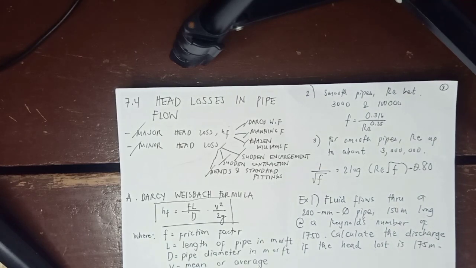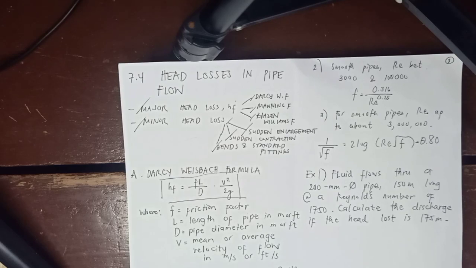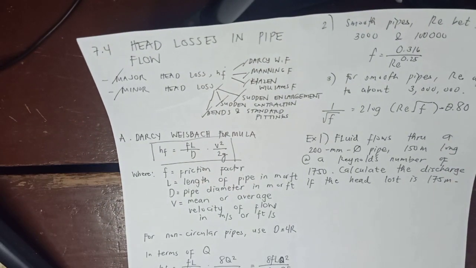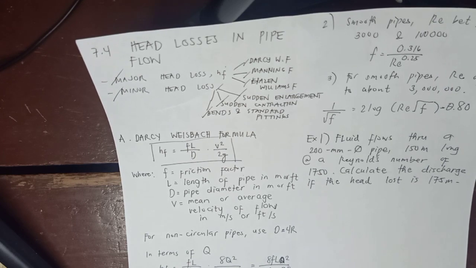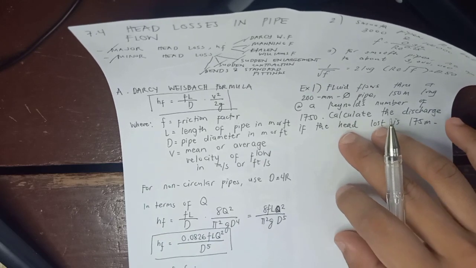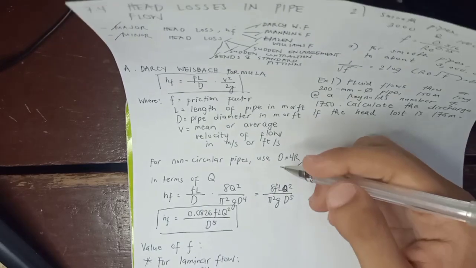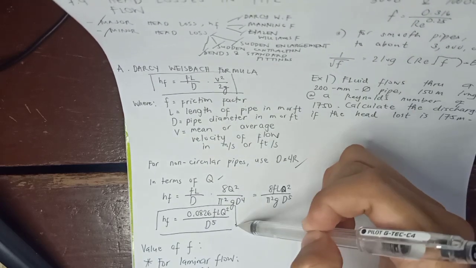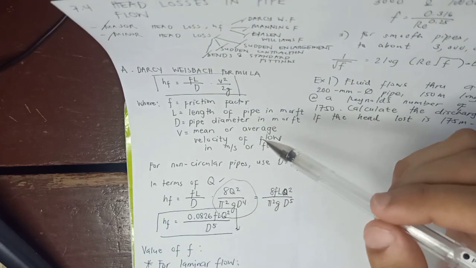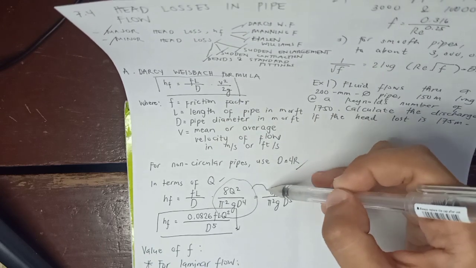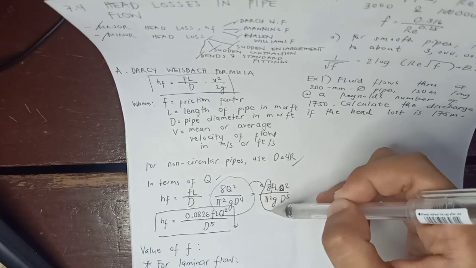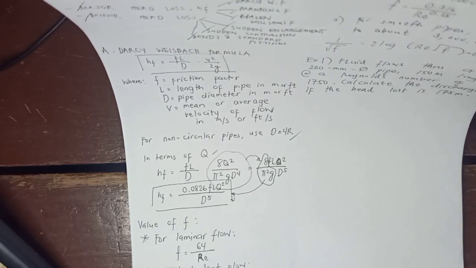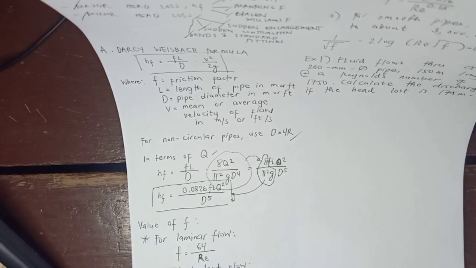This Darcy-Weisbach formula is the pipe friction equation. So it is HF equals FL over D times V squared over 2G, wherein F is the friction factor, L is the length of pipe in meter or feet, D is pipe diameter in meter or feet, V is mean or average velocity of flow in meter per second. For non-circular pipes, use 4R for D. In terms of discharge, the formula becomes this one. V squared over 2G becomes 8Q squared over pi squared G D to the power 4, derived until this one, 8. So this is the value, 0.826. I am encouraging you to memorize this formula because it is very useful soon in the board exam.